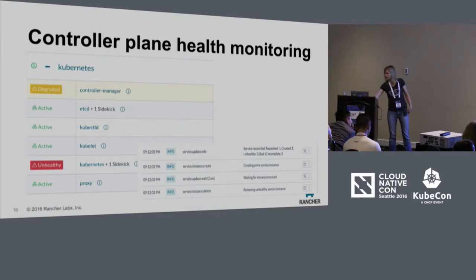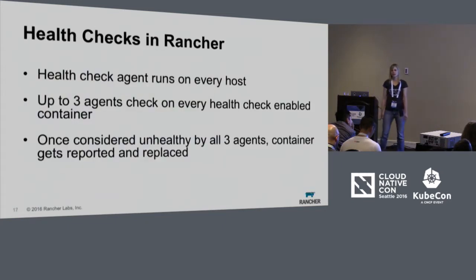So we do very detailed reporting on what's going on with your service. You can say, okay, one of the containers went unhealthy and it has to be replaced. And then you see green colors back again in a matter of seconds. A little bit more about health checks in Rancher. We run a health check agent on every host, and every container of the Kubernetes system service gets monitored by 3 agents deployed on 3 different hosts. And once considered unhealthy by all the 3 agents, the container gets redeployed.